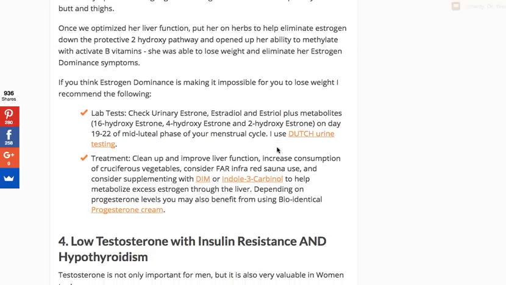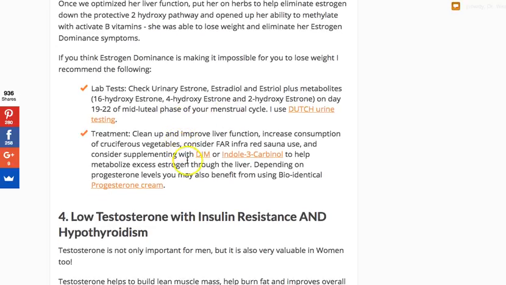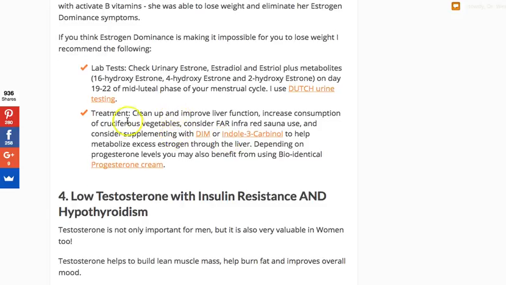The treatment is going to be using diindolylmethane. Well, it really depends on what's going on in your body, as we've mentioned, but if you're not even metabolizing down the right pathway, then you want to use DIM or indole-3-carbinol. And again, I'll provide some links to those in the video below, and that'll get rid of it.